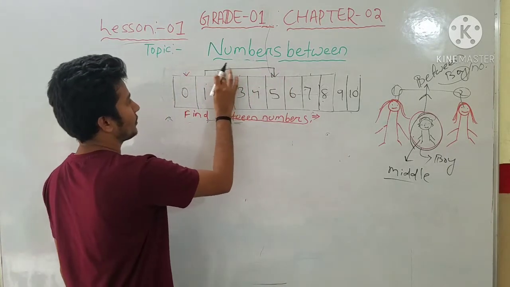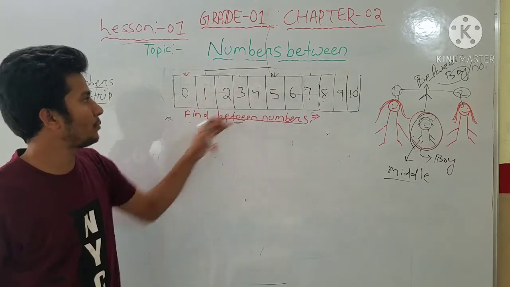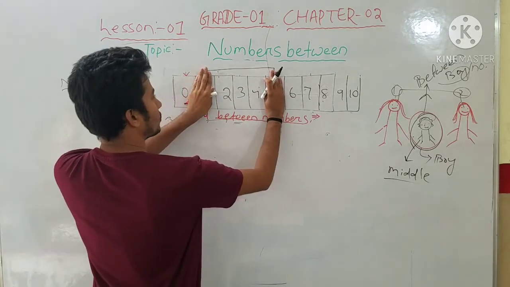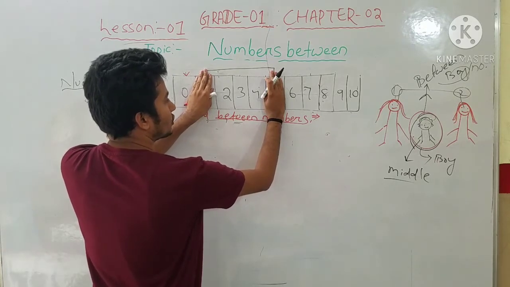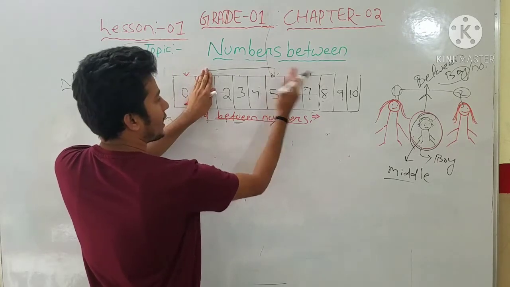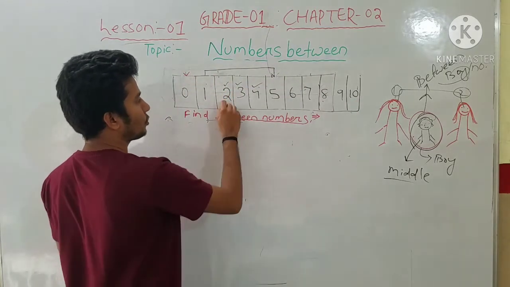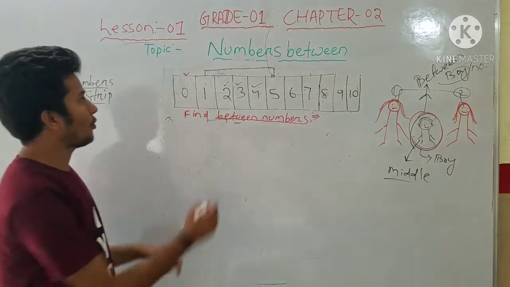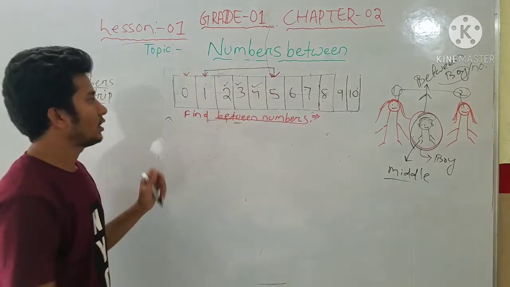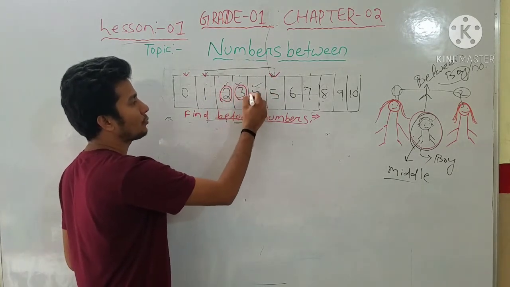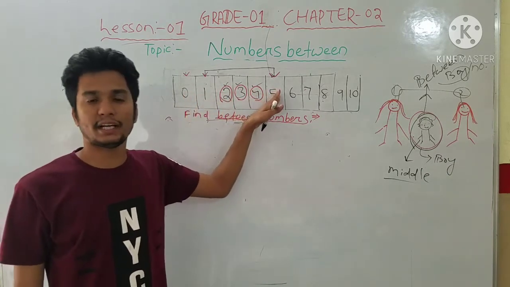Okay students, very carefully observe this question. Which numbers are there between 1 and 5? Can anyone tell me which numbers are visible to you between 1 and 5? So 3, 4, 5. Sorry, 2, 3, 4. So in between 1 and 5, which numbers are there? 2, 3, 4. So 2, 3, 4 are sitting between the 1 and 5 numbers.